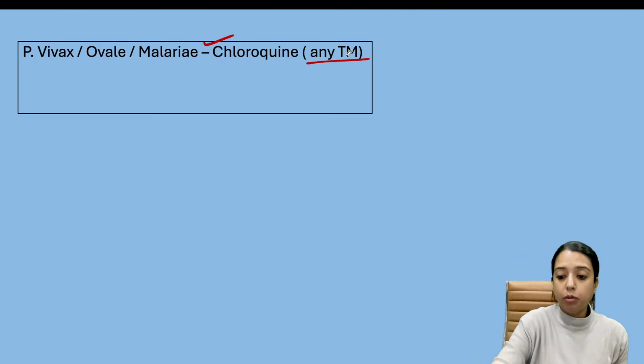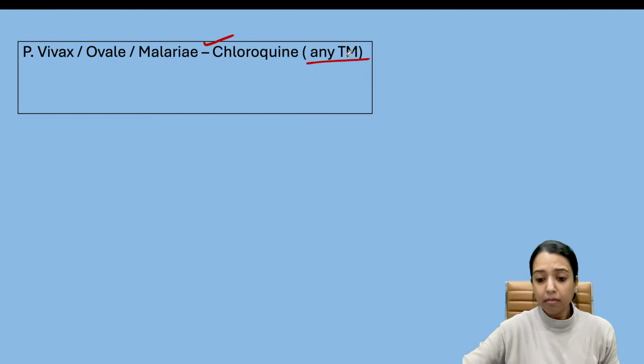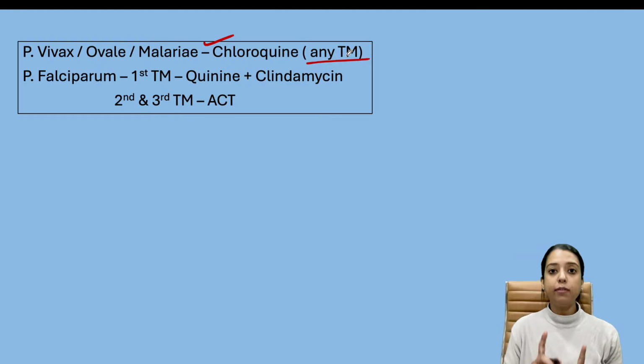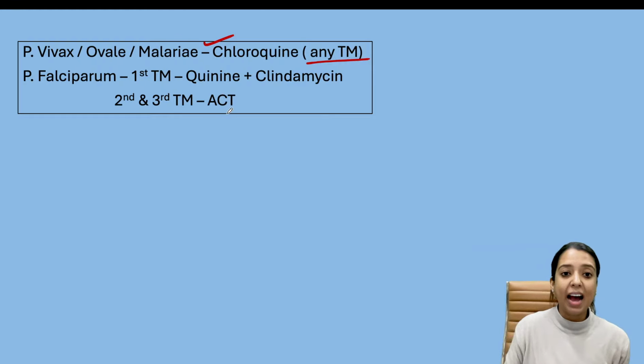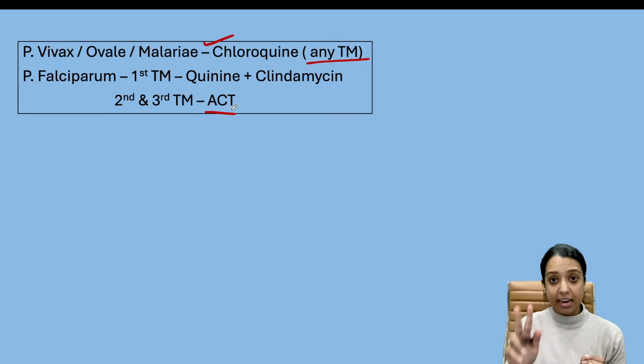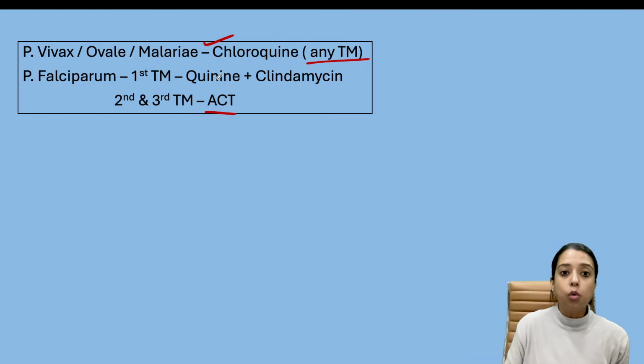The problem comes when it is P. falciparum. P. falciparum is chloroquine resistant, so we don't use chloroquine. The treatment of choice for P. falciparum is artemisinin combined therapy, where we combine two drugs: artemether or arteether with lumefantrine. But they can be used only in the second and third trimester. So what do we use in the first trimester? Quinine and clindamycin.